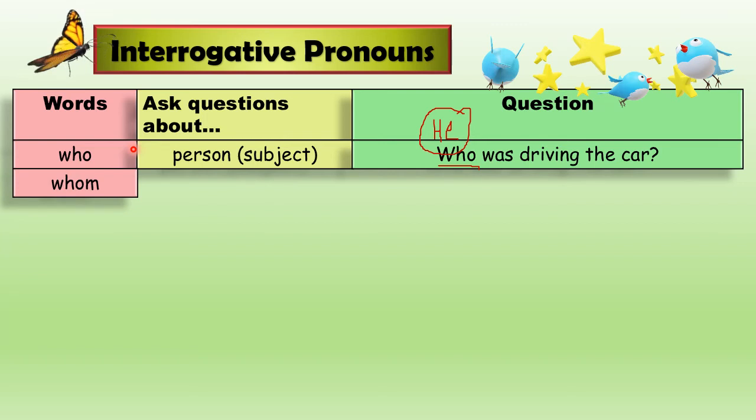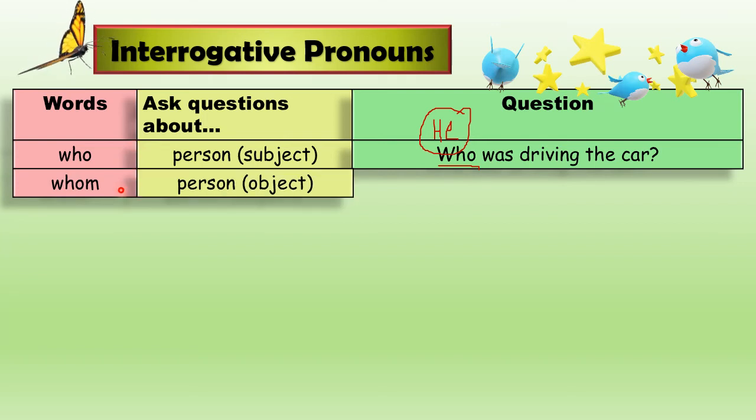Now see what is the next word. Whom. We use whom when we want to know about the object of the sentence. Children, we make questions from whom when we want to know about the person and object of the sentence. Remember, whom is also used for making questions when we want to know about the person, but in terms of object. When we ask a question from whom, it gives an answer for the person and it tells the object of the sentence.